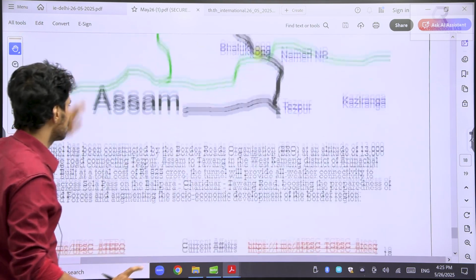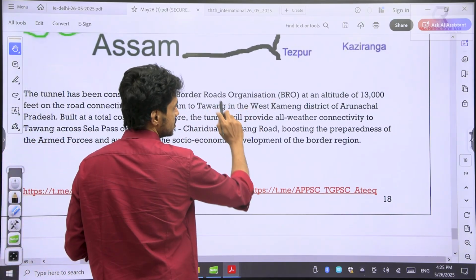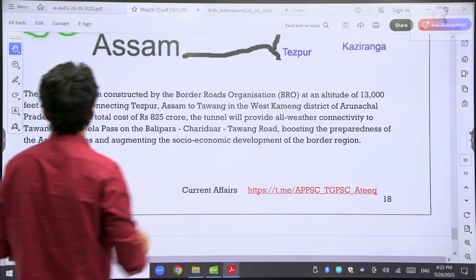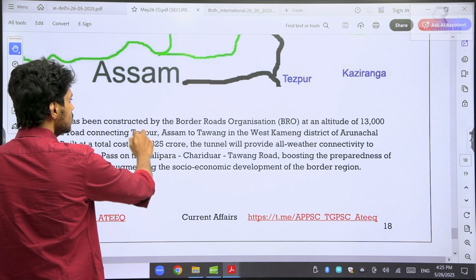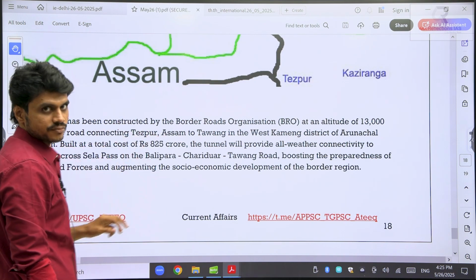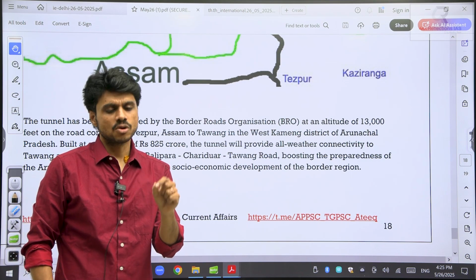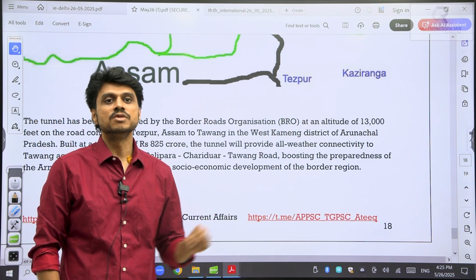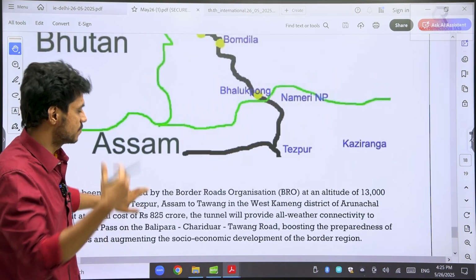Okay, this is one more infrastructure project that we are talking about. Who is constructing that? The Border Roads Organization, at an altitude of 13,000 feet, connecting Tawang in Arunachal Pradesh to Tezpur in Assam. So when you read locations on a day-to-day basis, things will not become difficult for you. You might be getting confused about where Tezpur is and so on.